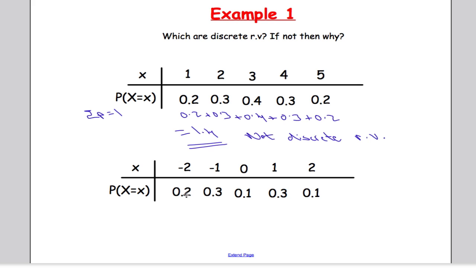Let's have a look at our second example. Again, add up all these probabilities: 0.2, 0.3 is 0.5, 0.6, 0.7, 0.8, 0.9, 1. So the sum of the probabilities is 1. And we'll also notice that each individual probability is greater than or equal to 0. So that meets our two conditions, so it is a discrete random variable.